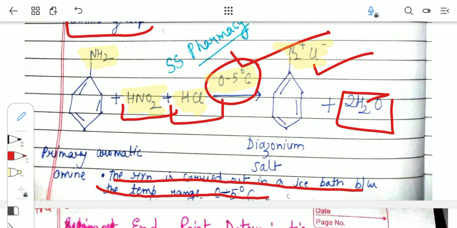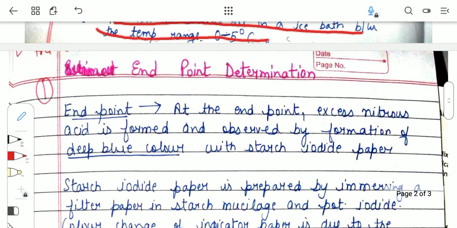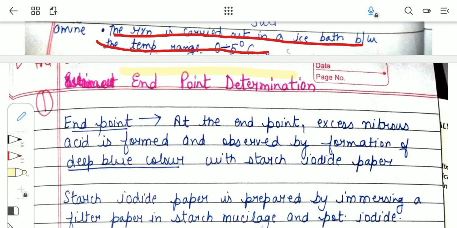So now we will move on further to see how we determine the end point in these kinds of titrations. So now let us see that part. So here is the endpoint determination. There are two ways by which we can determine the endpoint in these kinds of titrations, and we will talk about both of them just now.